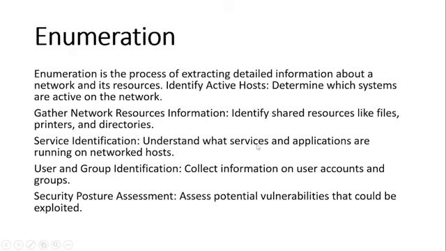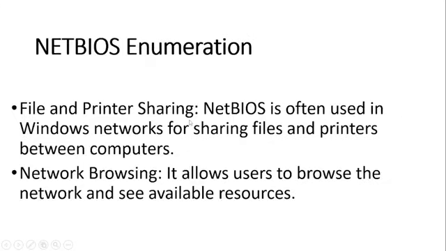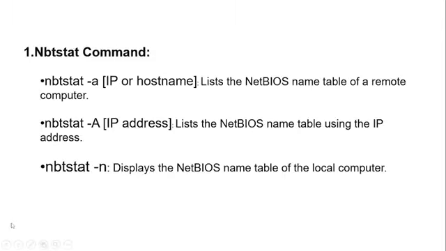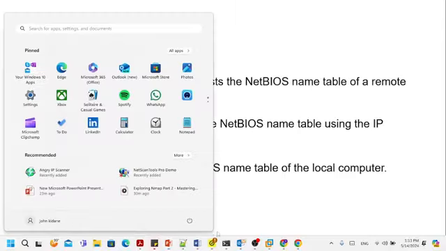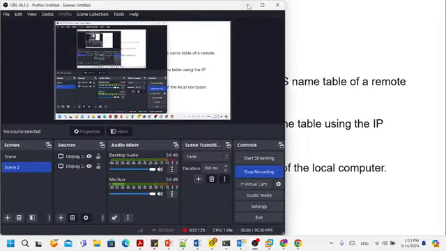Let's start with NetBIOS Enumeration. NetBIOS is the protocol that's used for printer and file sharing. It's often used on networks for sharing files and printers between computers. Network browsing allows users to browse the network to see shared resources. So the first tool we will use is nbtstat.